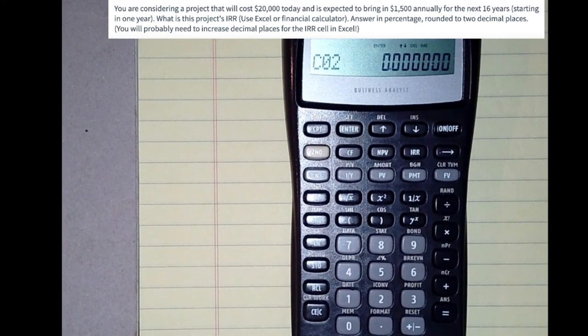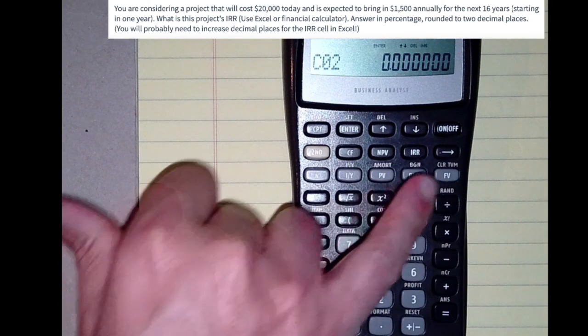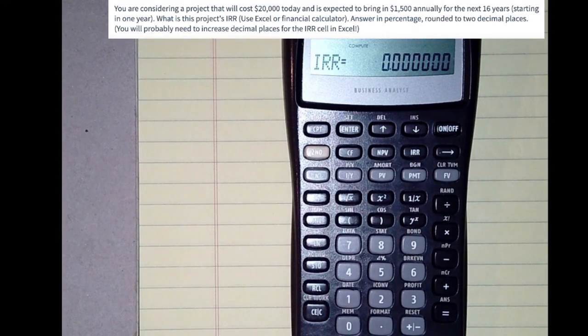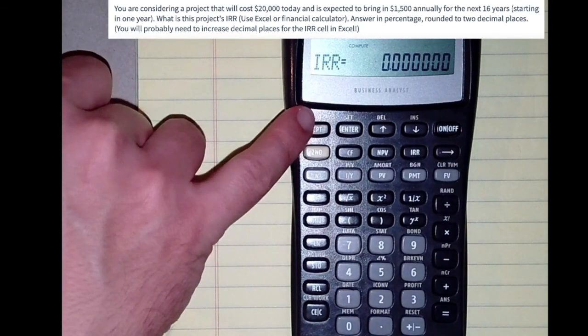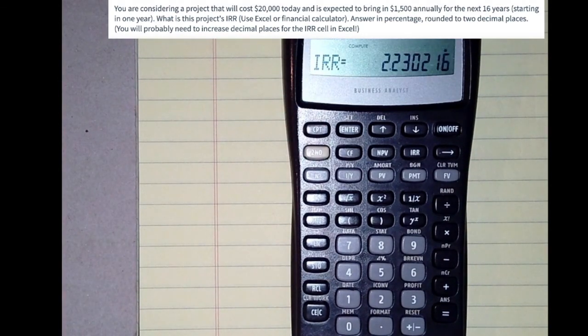Now, if we wanted to find the NPV of this project, we would just press NPV, and it would ask us for the discount rate, I, and then we would enter that in percent, and then compute the NPV. But here we want the IRR. We are not looking for the NPV. So we press IRR, and we tell the calculator to compute, CPT, 2.23%.